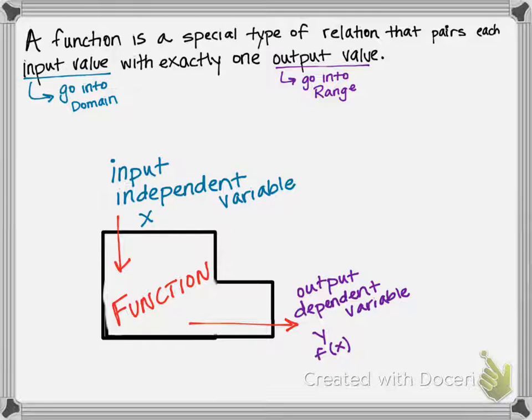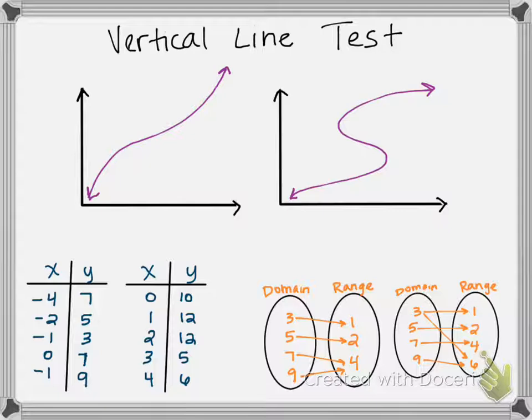I want to quickly go back to the things that were written up here on top. We are going to end up talking about the domain and the range, but I'll just at least give you a brief introduction. The domain is the collection of all the input values, and the range is the collection of all the output values. So now that we know what a function is, we want to be able to figure out what is and is not a function.